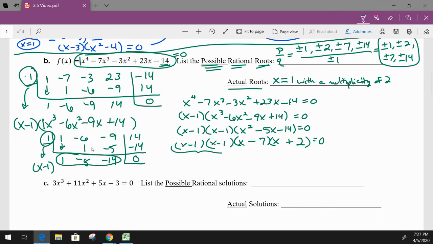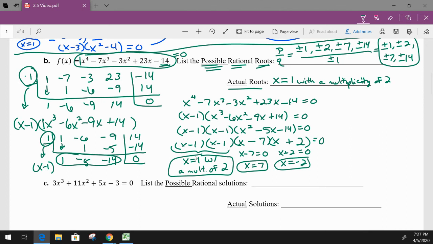So both of these factors would have a solution of 1, which is why x equals 1 with a multiplicity of 2. If we took the x minus 7 and set that equal to 0, we would get a solution of 7. If we took the x plus 2 and set that equal to 0, we would get a solution of negative 2. So again, we have four solutions, two of them being 1, one of them being 7, and another one being negative 2. And they are all, in fact, rational numbers. So we haven't got any square root answers yet or imaginary answers yet, but there will be some on your homework assignment.